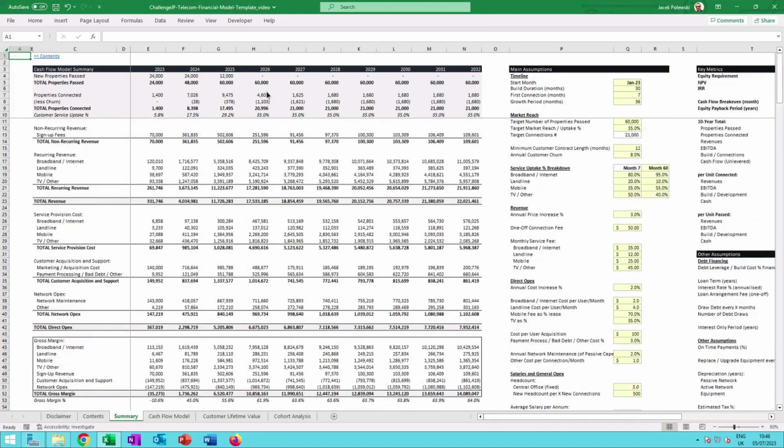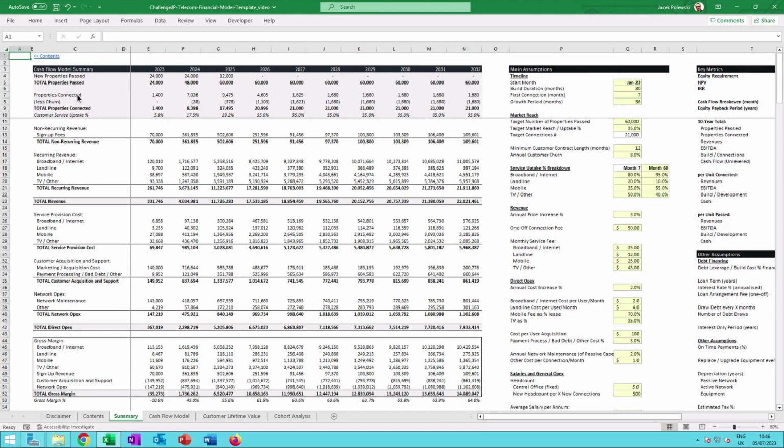So just starting from the top, this is a telecom model. We'll assume here that we're building a network. For example, let's say you are a cable company or maybe a phone company, mobile company that builds a network that wants to address a certain number of properties. That's where you're going to see this line here with the number of properties passed.